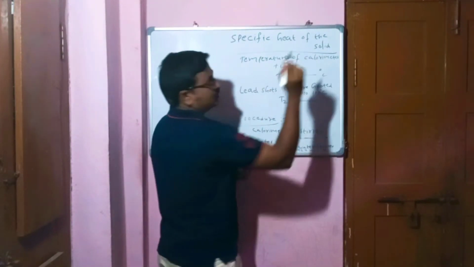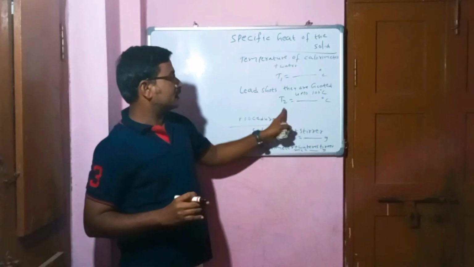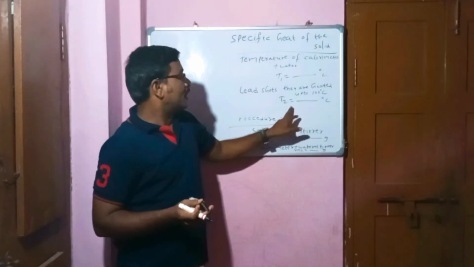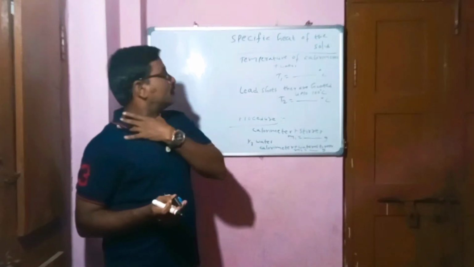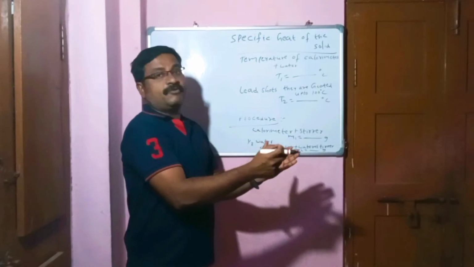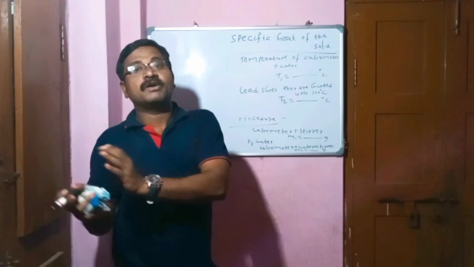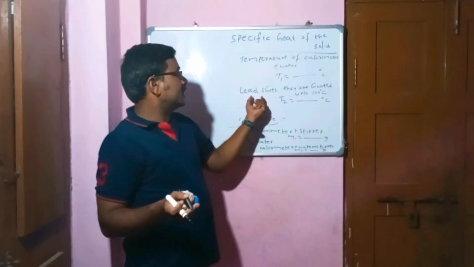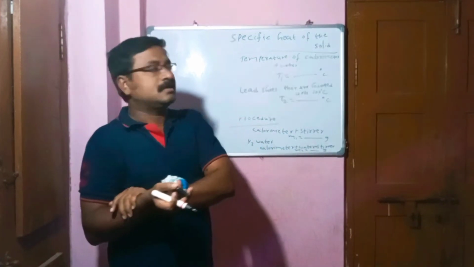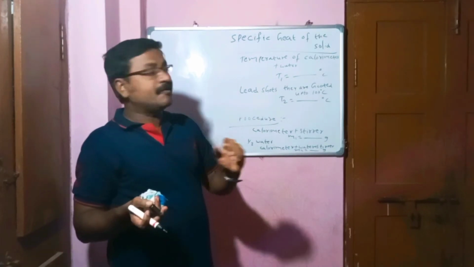T1 is the room temperature, and T2 is 100 degrees centigrade. The lead shards are heated up to 100 degrees centigrade. These lead shards are quickly transferred to the calorimeter and water. Why quickly transferred?